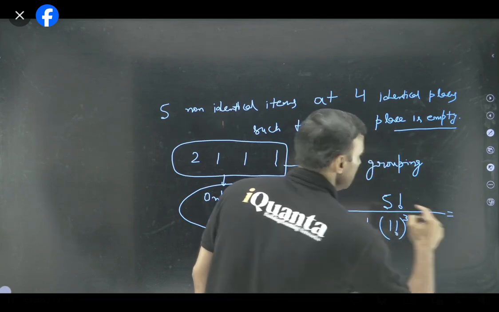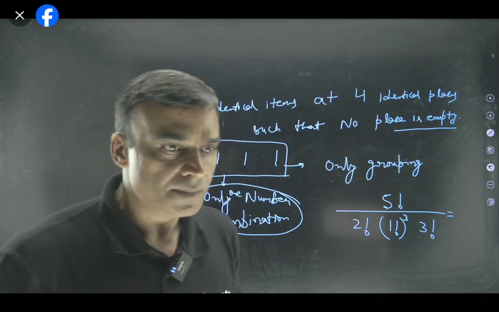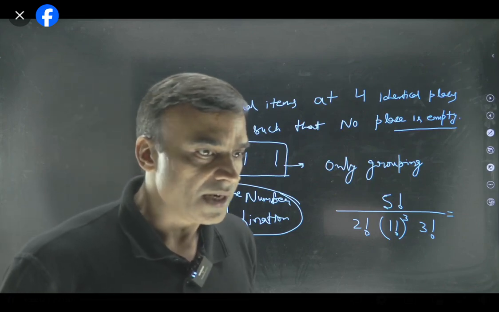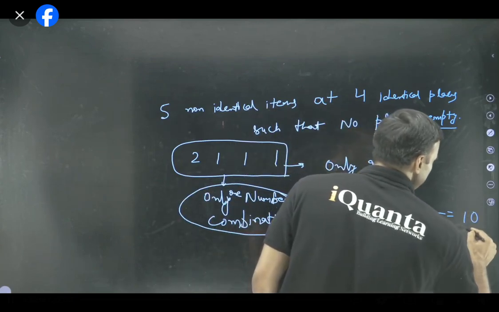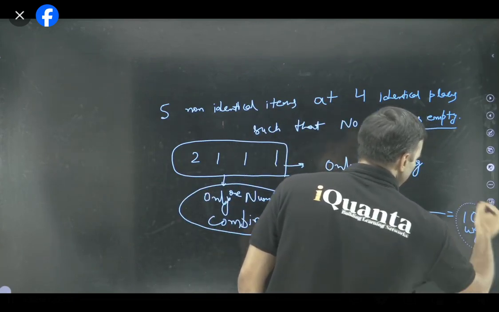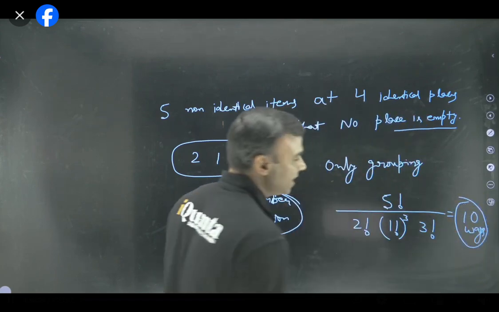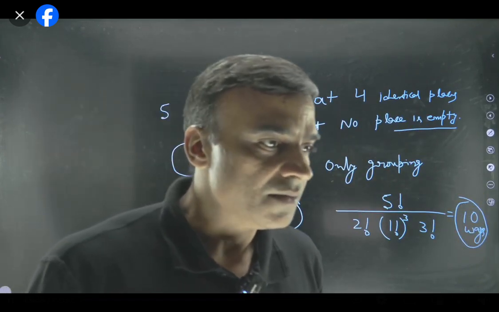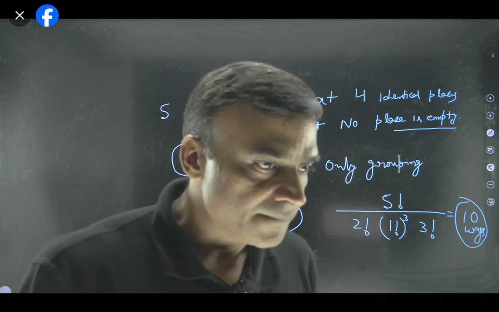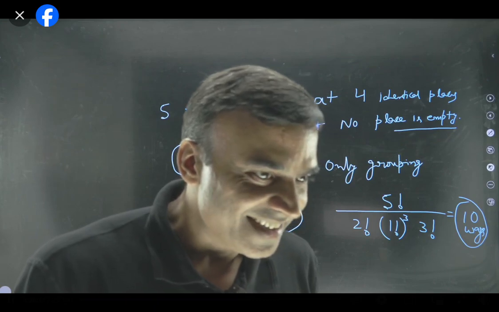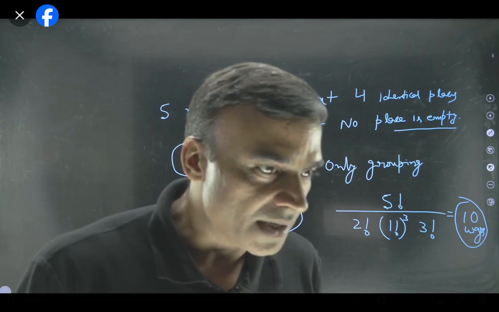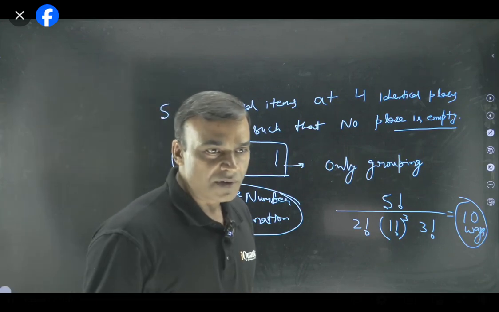I want you to calculate and tell me the answer. This is eventually 5C2, right? So 5C2 is 10 ways. Yes, my dear children, please tell me if you understand this. Wow, so many people have written the answer. Very nice, very good. I'm so proud of everyone.